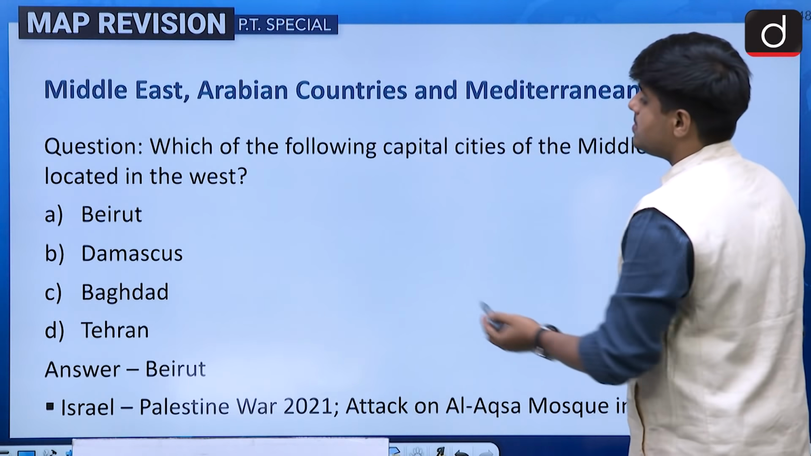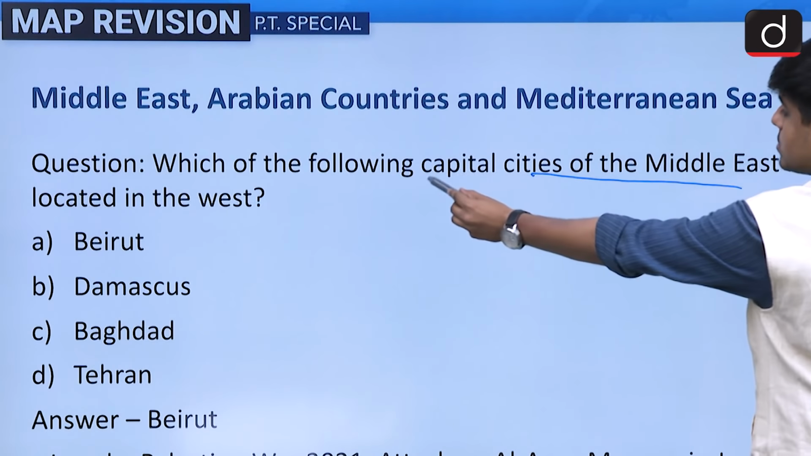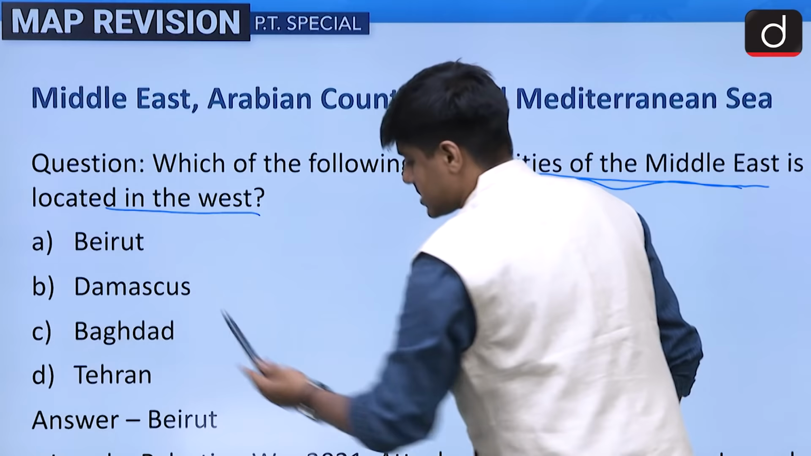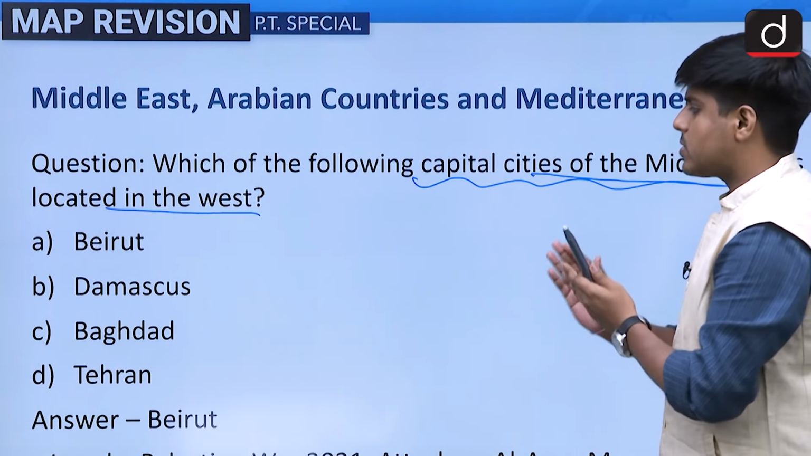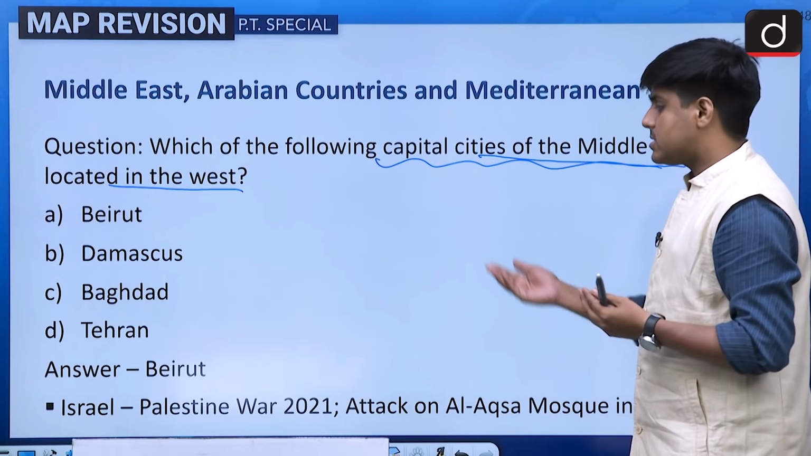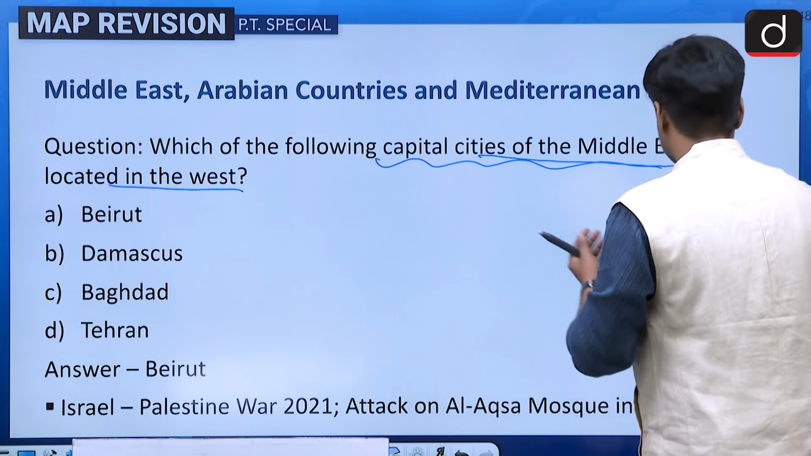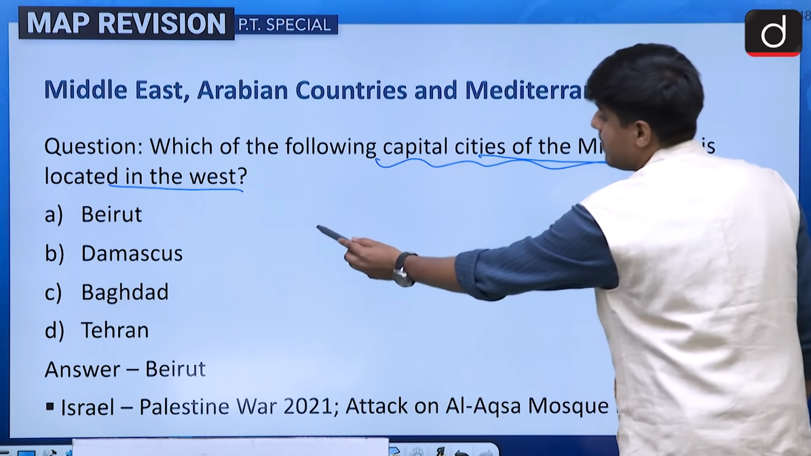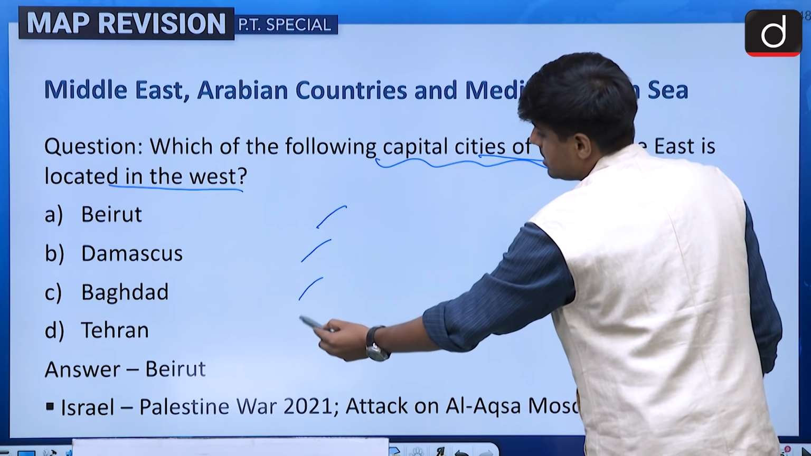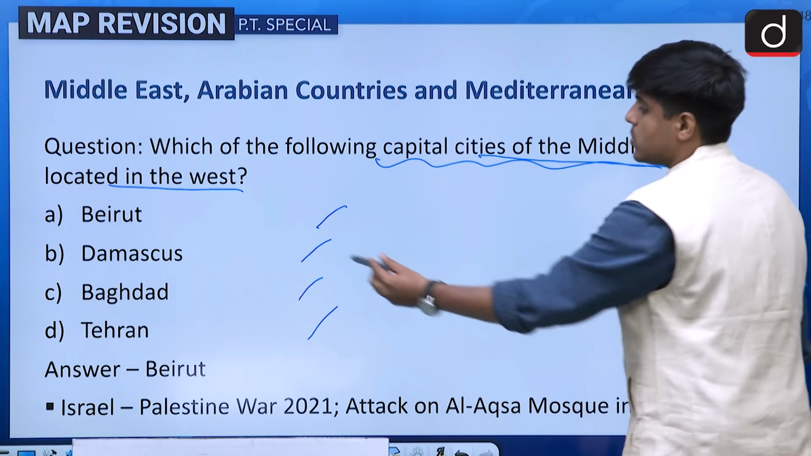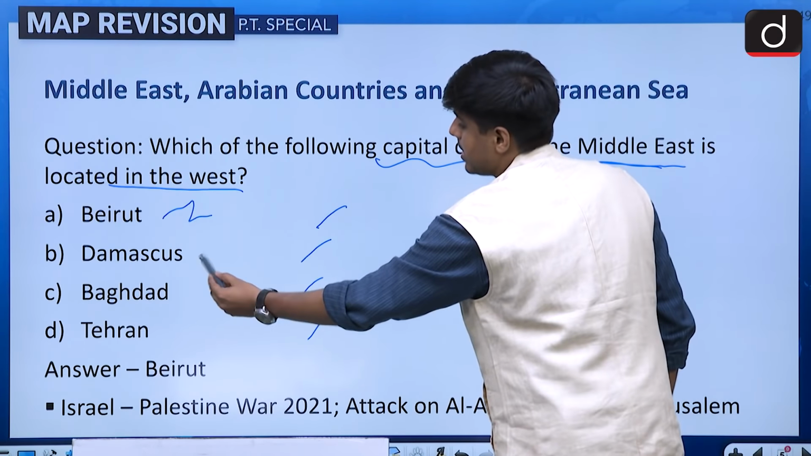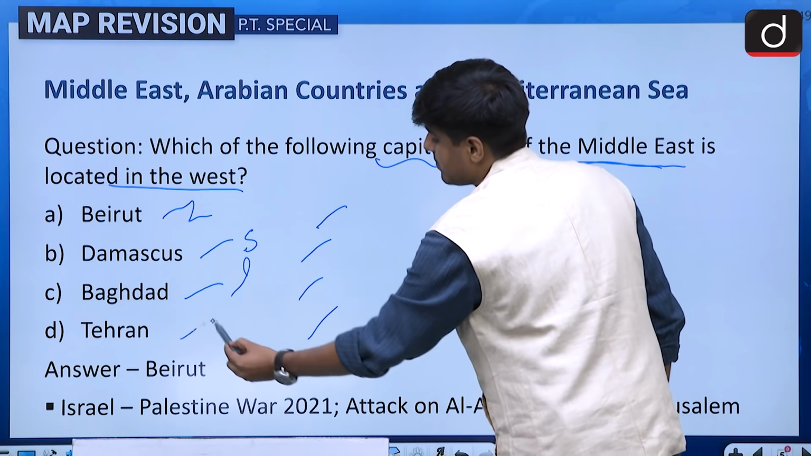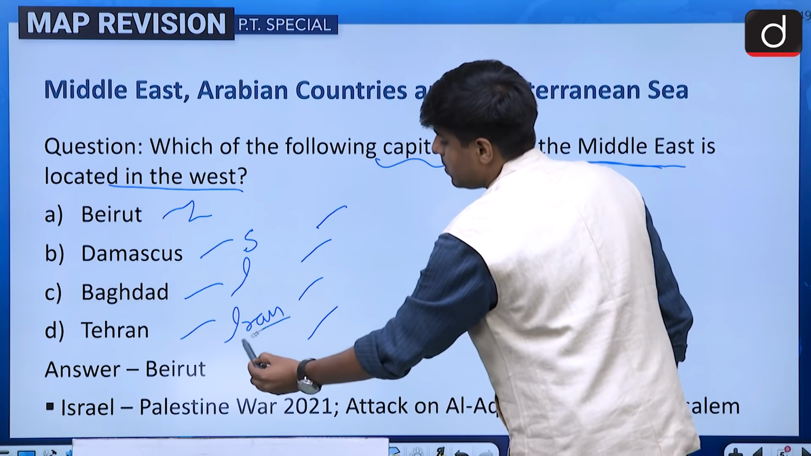So moving on further, let's assume a question: which of the following cities of the Middle East is located in the west? So direction-based questions are also asked often in such kinds of exams. So let us have a look at the map. The options given before us are Beirut, Damascus, Baghdad and Tehran, right? So we have Lebanon, we have Syria, we have Iraq and we have Iran. This much we know, right?